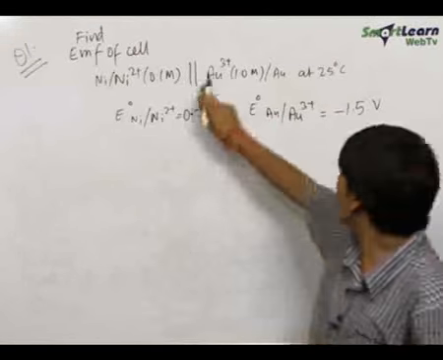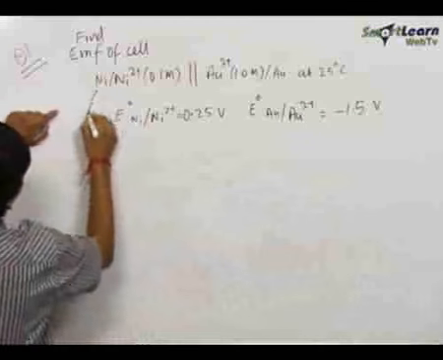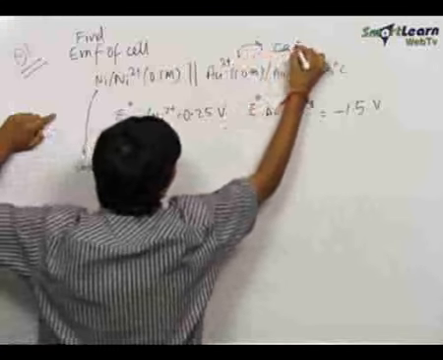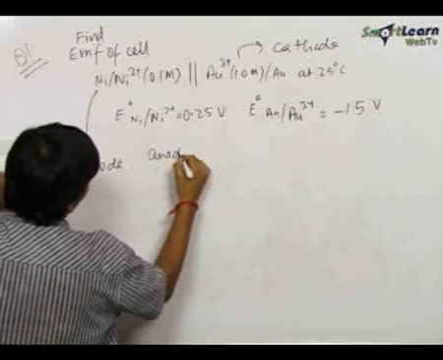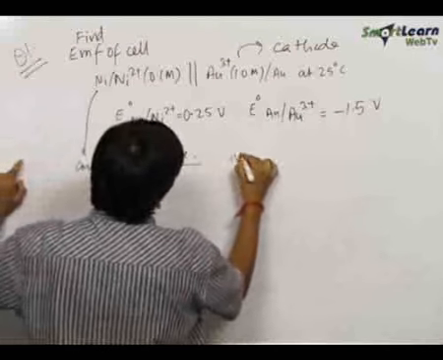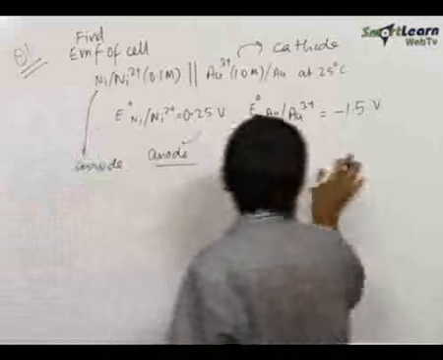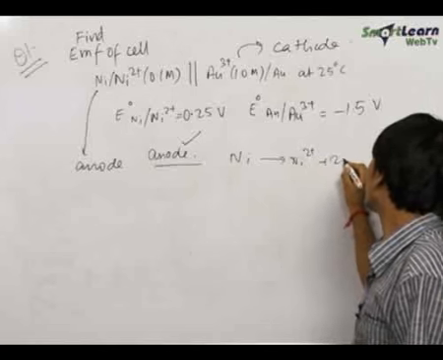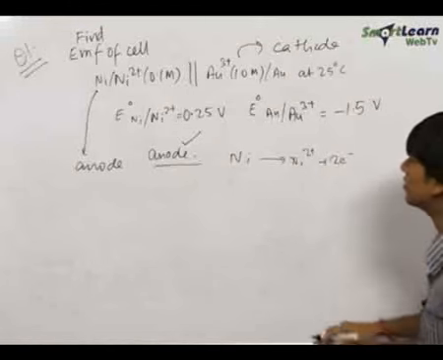We need to find out the EMF of this cell at 25 degrees Celsius. This is the anode in this cell and this is the cathode. So always for these types of questions, first write the equation at the anode. At the anode, oxidation always takes place. So Ni goes to Ni2+ plus 2 electrons. In an oxidation reaction, electrons are released from the system.